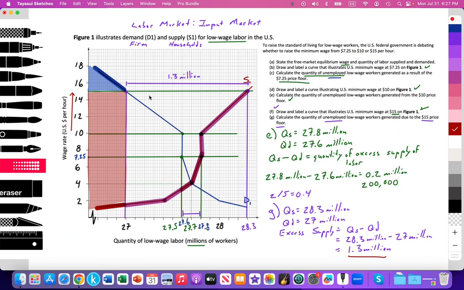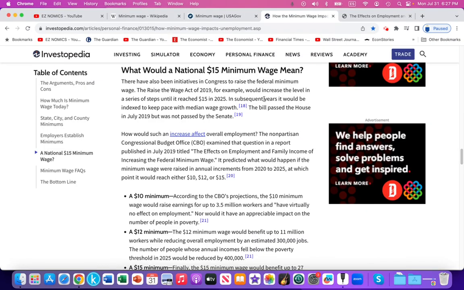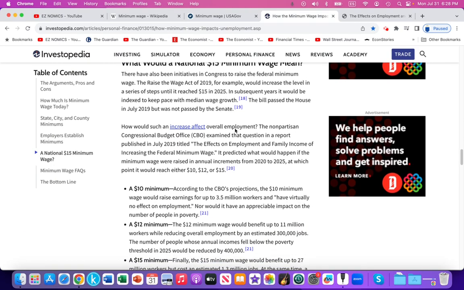Okay, great. Some background. I'm going to put some links below. Where's this all coming from? Well, there were proposals back in 2019 by the United States Congress. It was the Raise the Wage Act of 2019, and it was trying to increase federal minimum wage in steps to ultimately reach $15 an hour by the year 2025. The bill passed the House, but was not passed by the Senate.